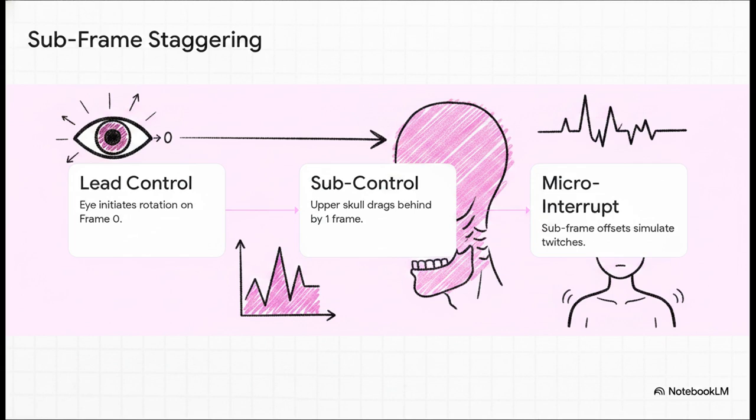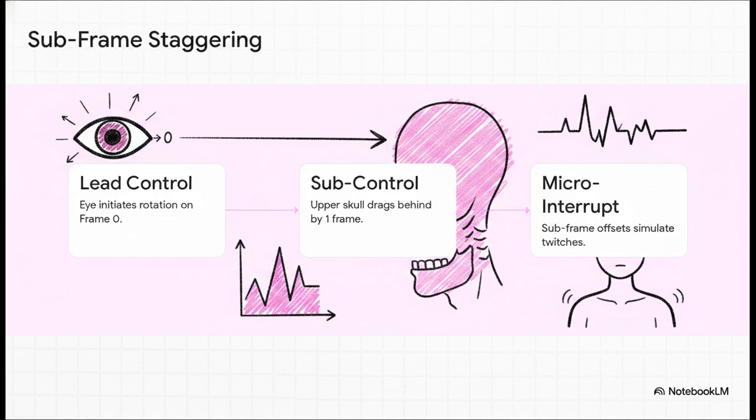Step 1 is the lead control. The center of the eye initiates a rotation exactly on frame 0. But watch what happens in step 2. The primary subcontrol, which is the upper skull structure in this case, doesn't actually move at the same time. It drags behind by exactly 1 frame. The upper eyelid actually drags by 1.5 frames. And the jaw? It responds with this tiny micro drop 2 full frames after the neck comes to a rest.